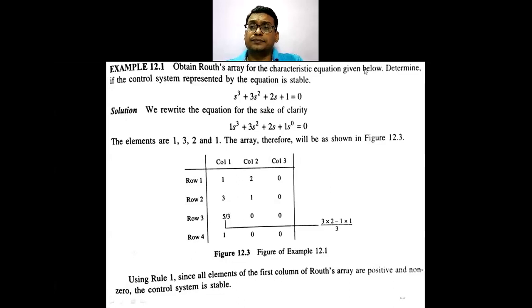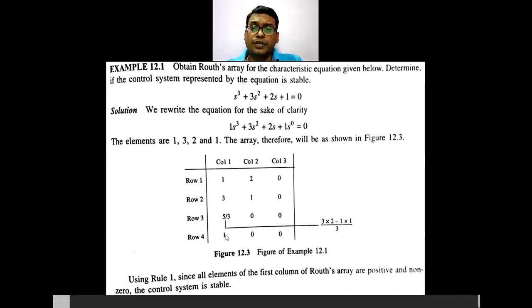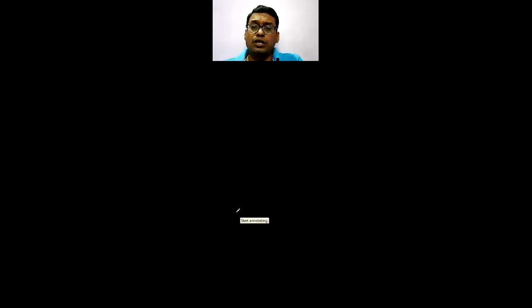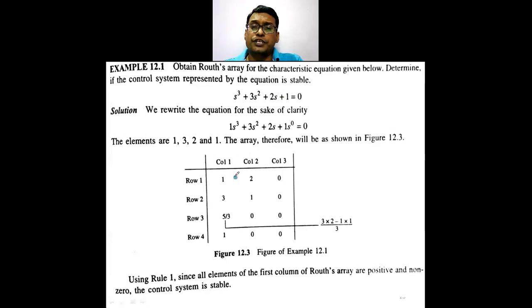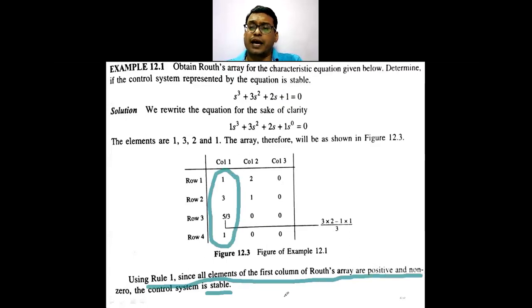Now looking at this, all the coefficients of this first column are positive. That means they are positive and non-zero, so the system becomes stable. Rule 1: since all the elements of the first column of the Routh array are positive and non-zero, the control system becomes stable.